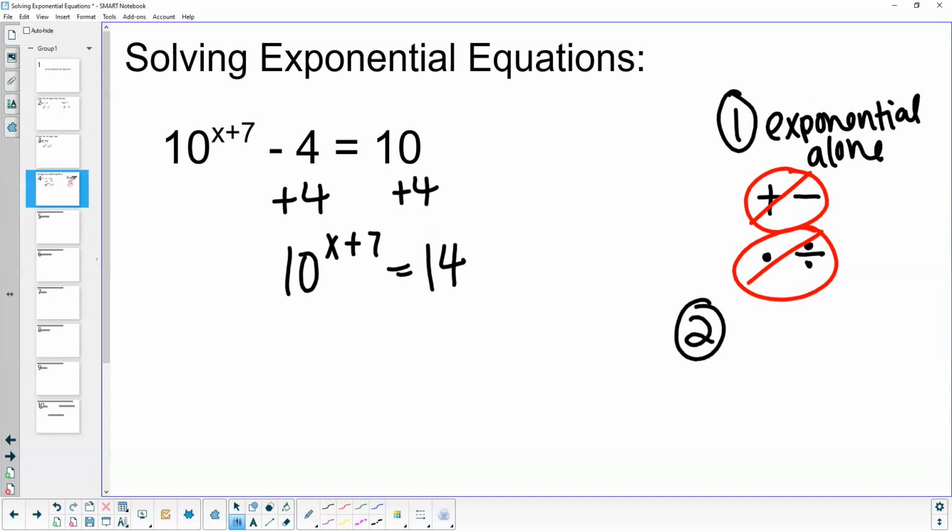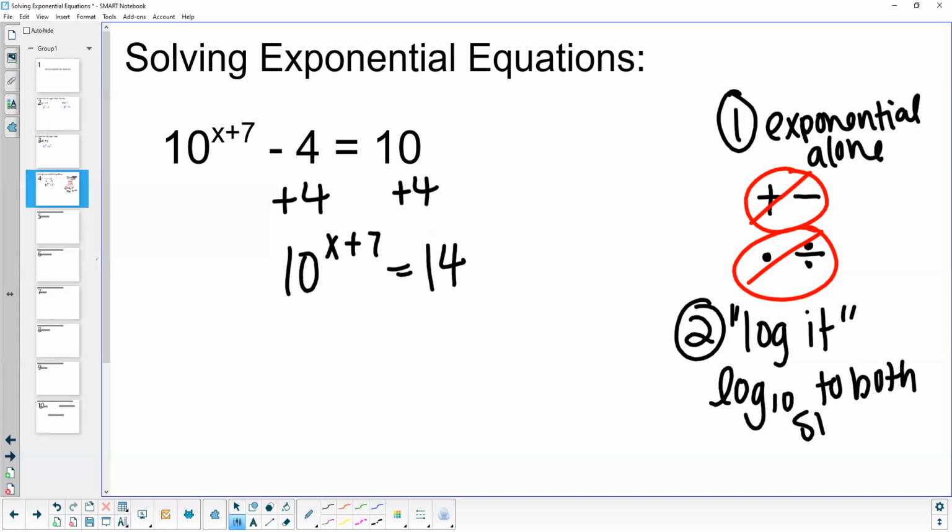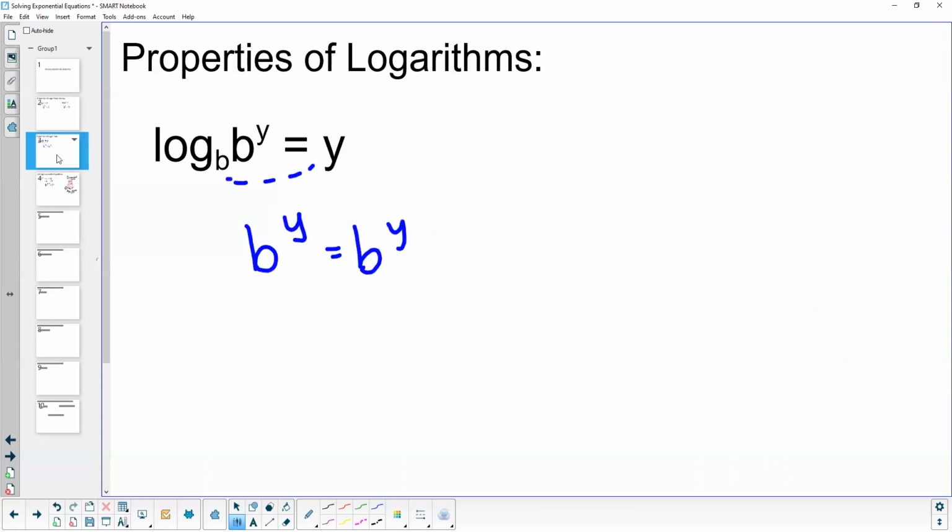Our second step is what I want to describe as "log it." That's not the official term, but what we're going to do is apply a logarithm of the same base that our exponential is to both sides. The reason why we can do that is, remember, this property here says that the log of any base times the base to that power is going to get rid of both of those and equal just what our power is.